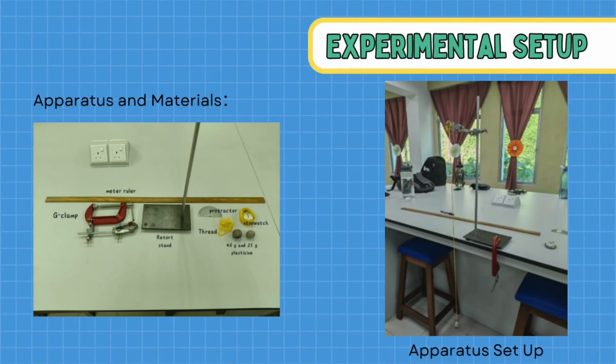The apparatus used include a rheostat, thread, plasticine bulb, stopwatch, meter ruler, protractor, and G-clamp. Two different masses were used, which were 25 grams and 40 grams. The pendulum length was varied from 20 centimeters to 80 centimeters, while the oscillation angle was kept below 10 degrees to ensure simple harmonic motion. For each length, the time taken for 10 oscillations was measured twice and the average value was recorded.